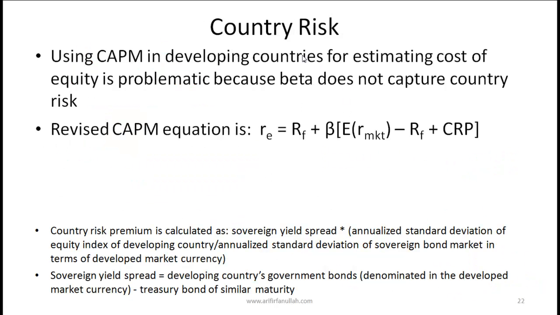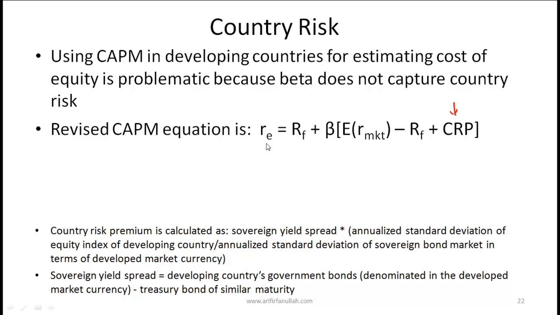Okay, another important concept is that of country risk. Using CAPM in developing countries for estimating cost of equity is problematic because beta does not capture country risk. Very simplistically, you can look at this from the perspective of an American investor who wants to invest in Pakistan. Clearly for him there is some risk investing here, and the way he would factor in the risk would be to use a country risk premium in his CAPM model.